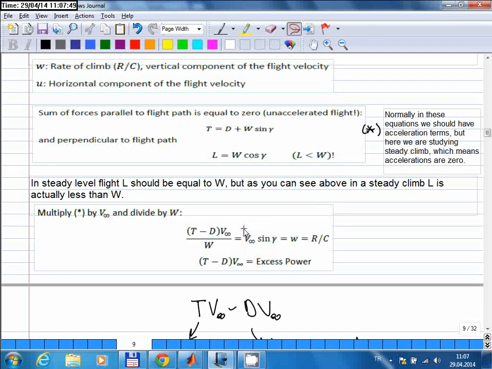Okay. So if you look at the right hand side now of this equation, what we have is nothing but the rate of climb, right? So this is the vertical component of the speed of flight. So now we have obtained an equation for the rate of climb. It turns out that the rate of climb is given by the difference between the thrust force and the drag force multiplied by V infinity divided by weight.